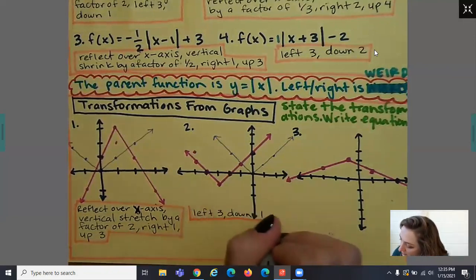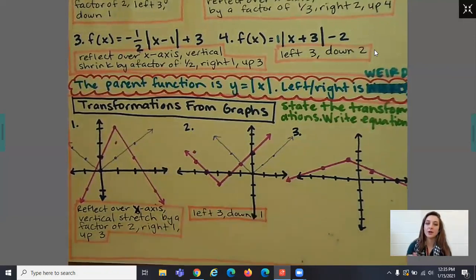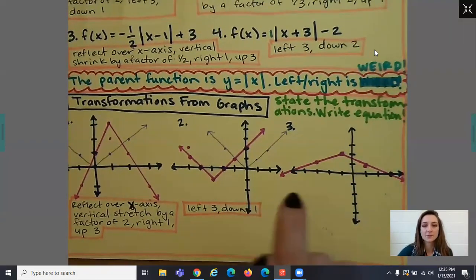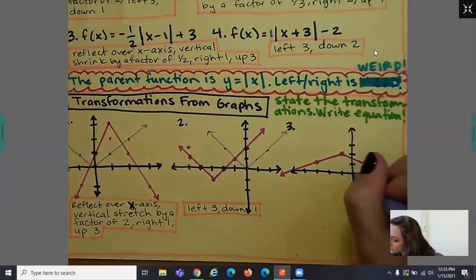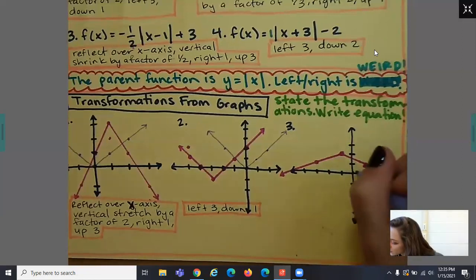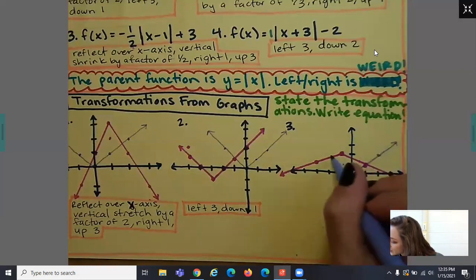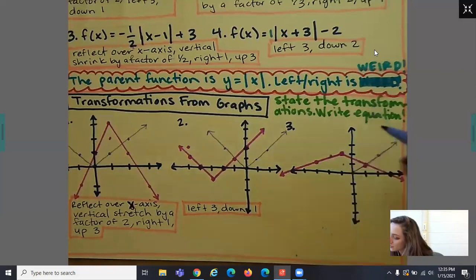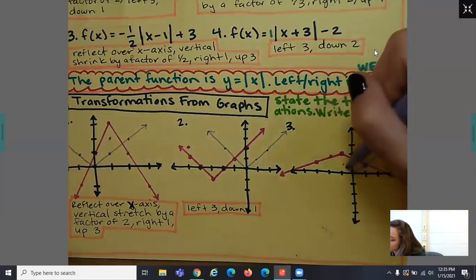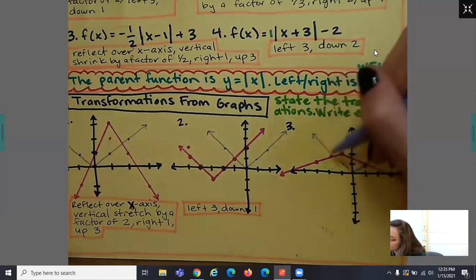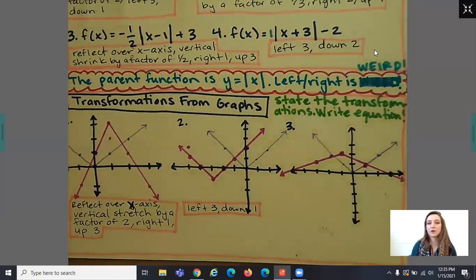Okay, let's do our last example, and then in the next video, I'll show you how to write the equations, and we can also check our transformations. So here is our last example, and I am going to draw the parent function right here. I did not do as great of a job with this one, but that's okay. So there is our parent function.